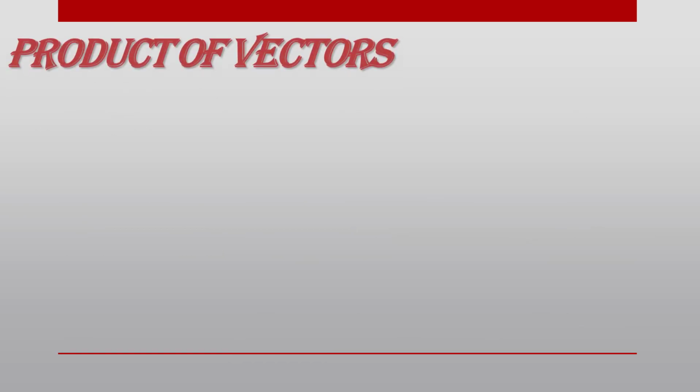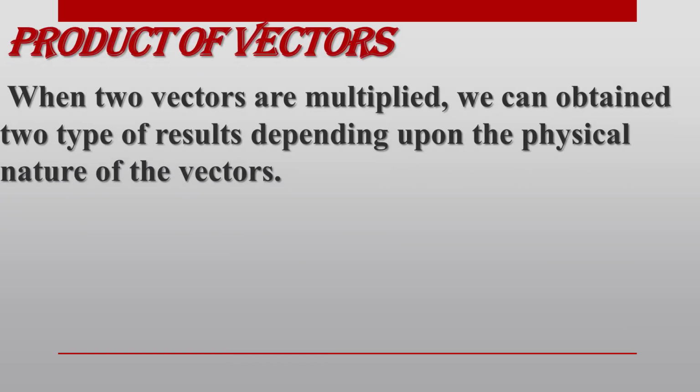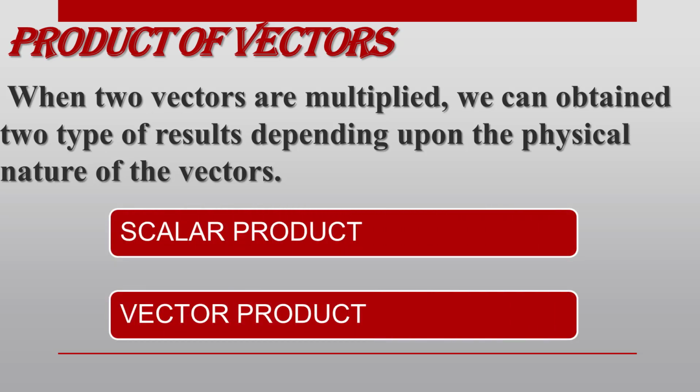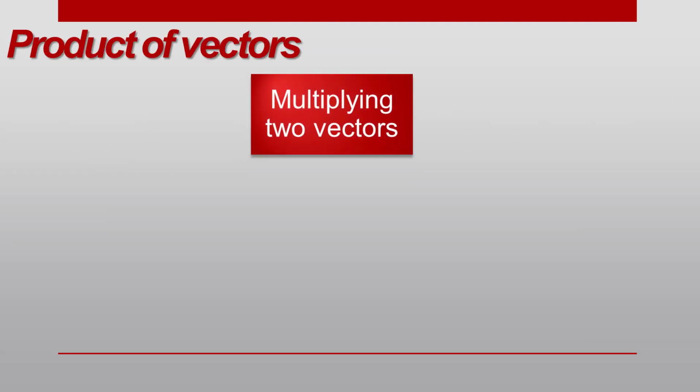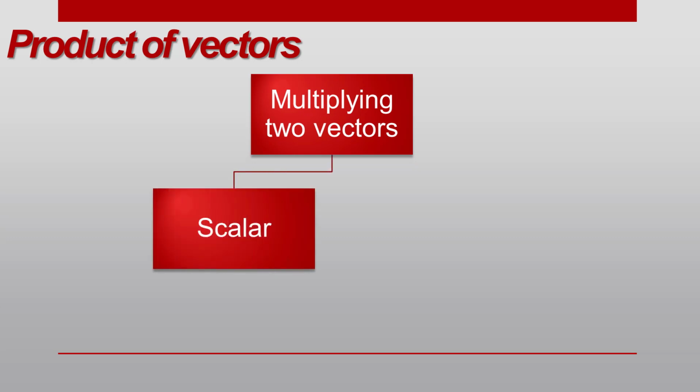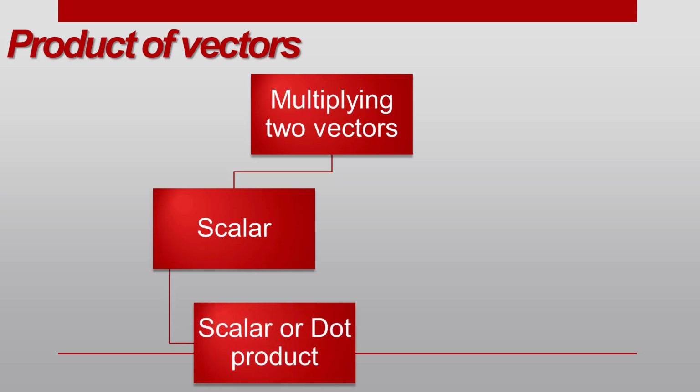When two vectors are multiplied, we can obtain two types of results depending upon the physical nature of the vectors, whether the resultant is a scalar quantity or a vector quantity. So either we will get a scalar product or a vector product. If by multiplying two vectors we get a result that is a scalar, such a product is known as scalar or dot product.